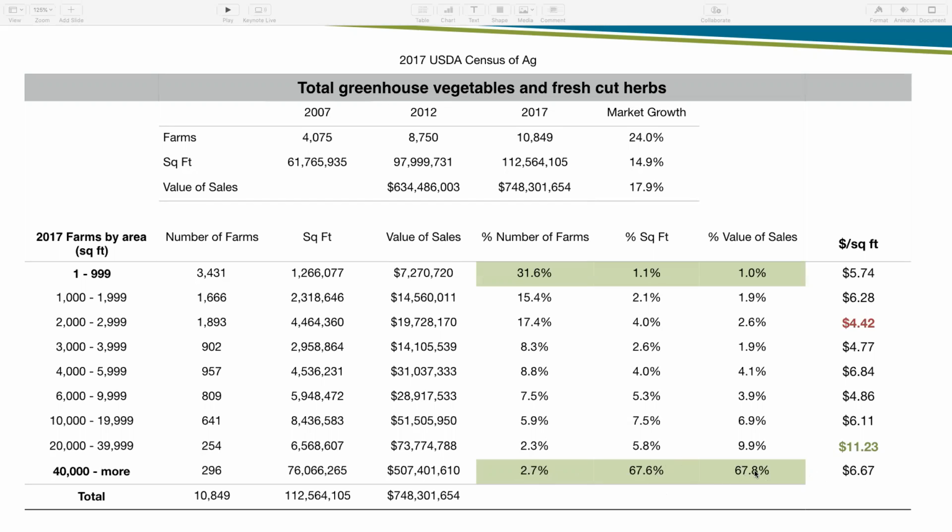That's not a surprise. What I find interesting is this category here, just the one on top, the 20,000 to 39,999 square feet. They are making $11.23 per square foot. So this category might be a good mix of technology and also manageable size greenhouse. They're doing something right, getting the most money per square foot. And again, I don't have the reason why, but it's a nice observation.